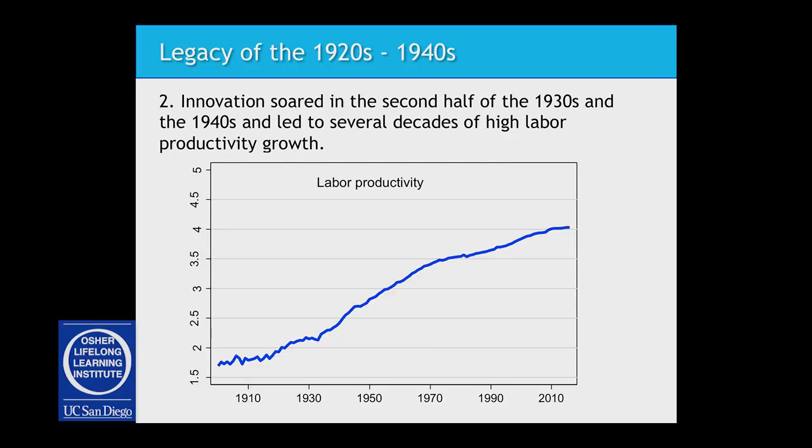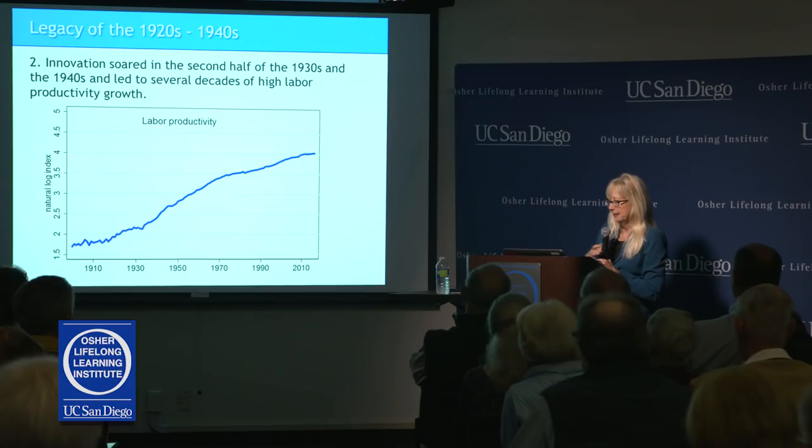Second, innovation soared in the second half of the 1930s, right? Still during the Great Depression, but if you start looking at counts of important technological innovations, they just soared in the second half of the 30s, went on through the 1940s during World War II and afterwards, and that led to several decades of very high labor productivity growth, okay? Because basically technological innovations and education, and then along with building factories and things, which I won't show here, is what increases your labor productivity. And if you have high labor productivity, you tend to have high wages.